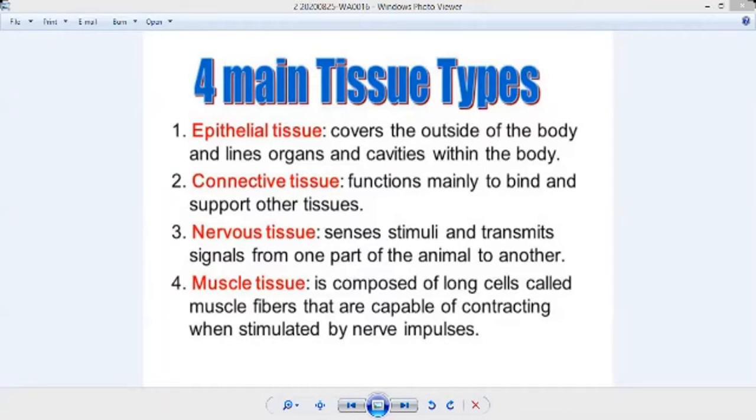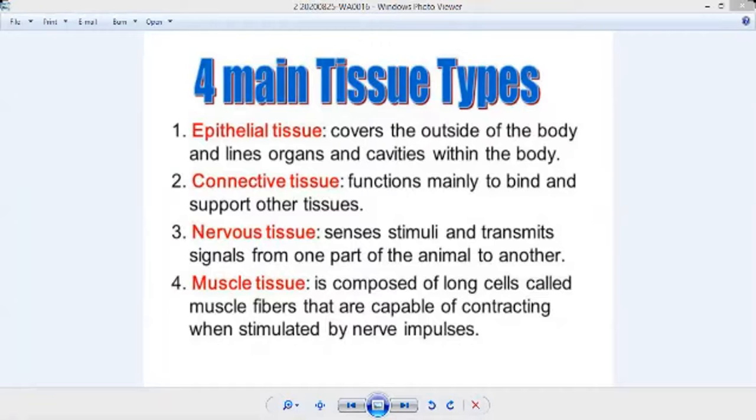Now what is a tissue? I have already told you. That is a group of similar cells having a common origin and a specific function. So among the four main types of tissues present in our body, one is the epithelial tissue, that covers the outside of the body and lines organs and cavities within the body. And it also provides protection to our body.